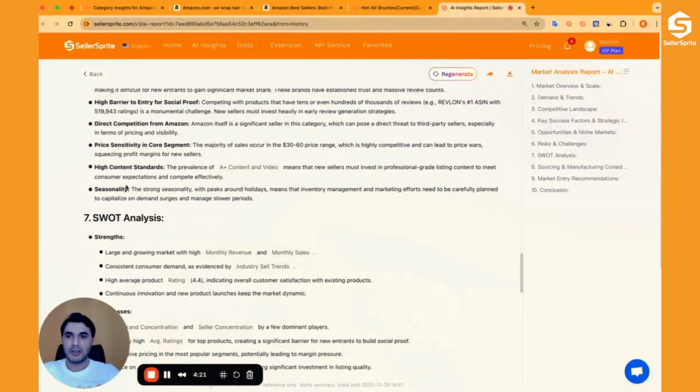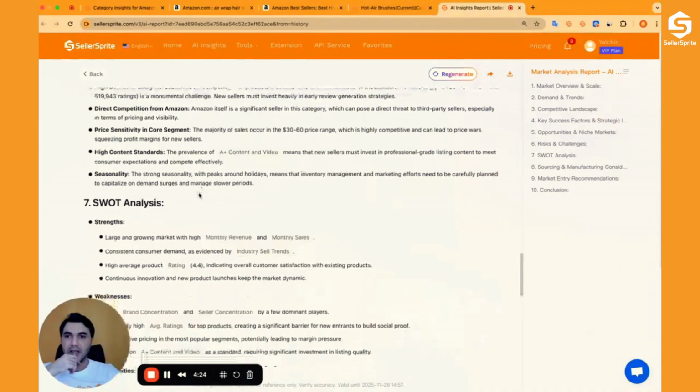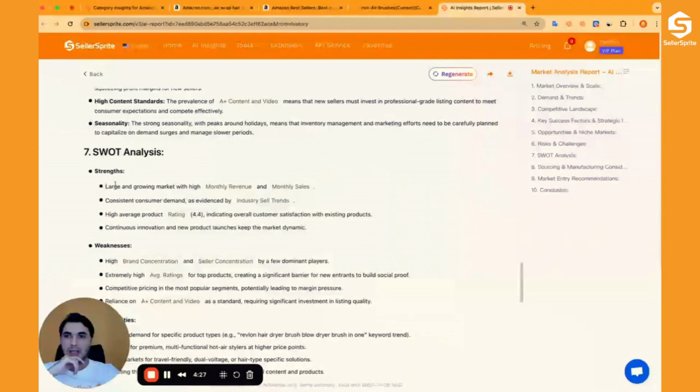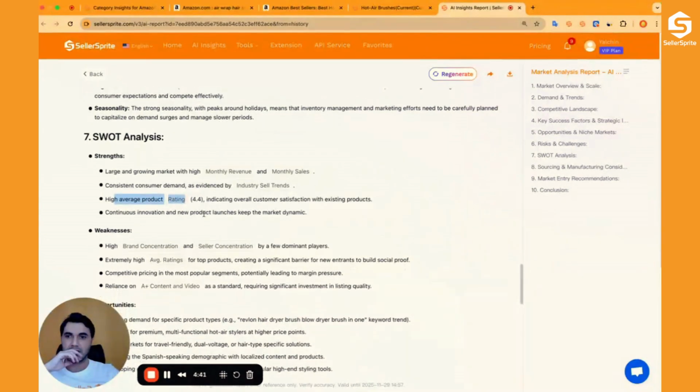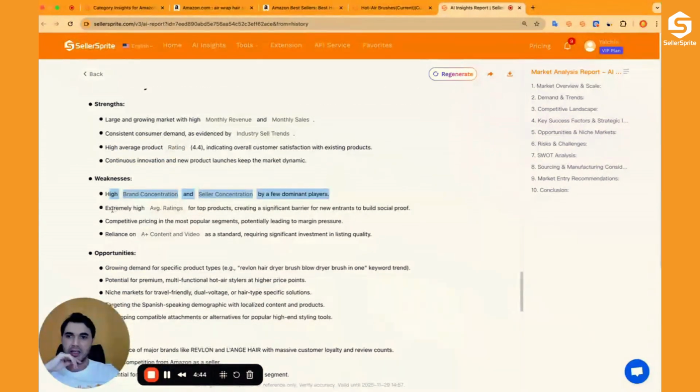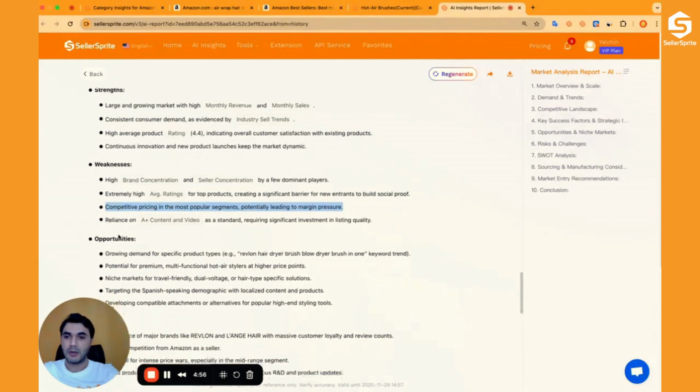The market subcategory and the seasonality are mentioned here, and there is no seasonality. SWOT analysis: you can understand it's a large and growing market. This is very good. Consistent consumer demand, so it's not the kind of product that is going to finish after a trend. A high average product rating, etc. Weaknesses: high branding, extremely high average reviews, competitive pricing. It depends on your pricing strategy. This is kind of a negative side of this subcategory.